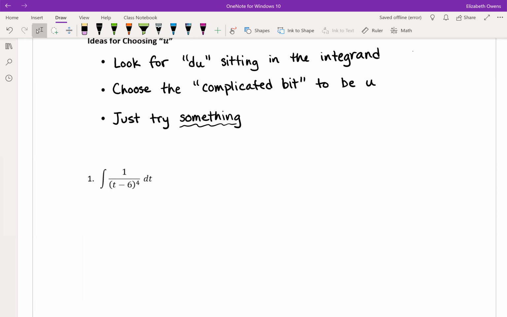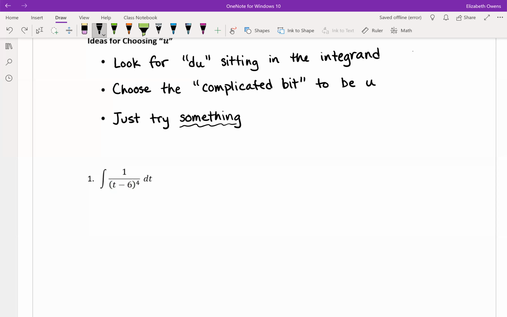And let's see, there's not a super clear du sitting in the integrand here. If you do spot one, that's cool, go for it. So how about we choose the complicated looking bit to be our u? What's making this complicated here is really the fact that we've got t minus 6 to the fourth down in our denominator, rather than just t to the fourth.